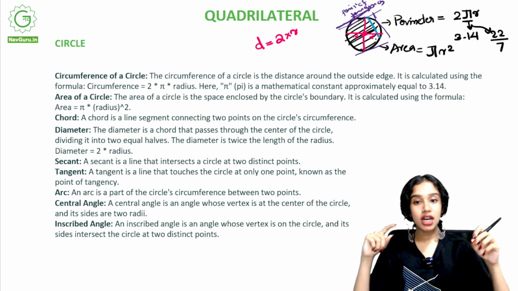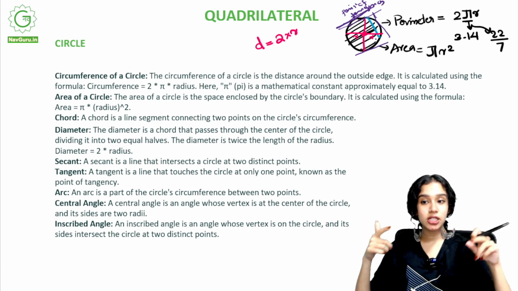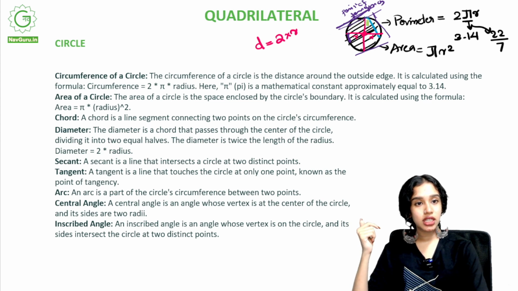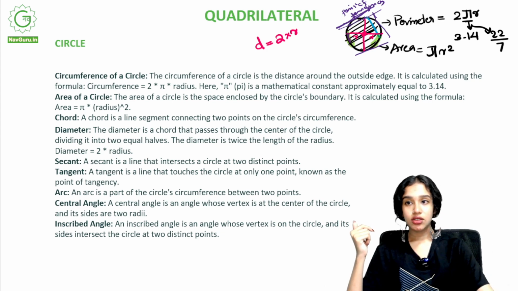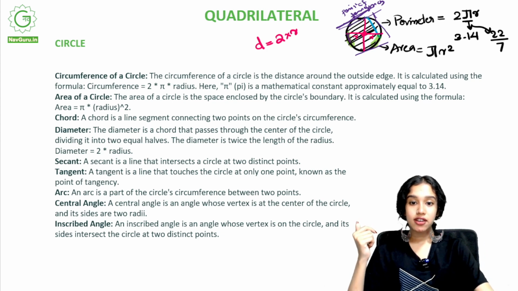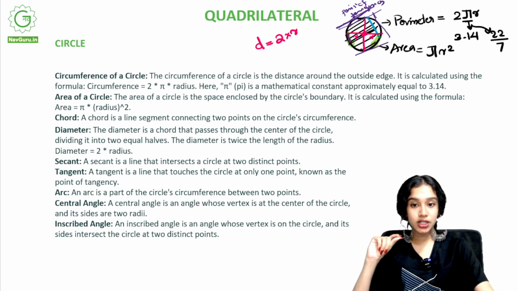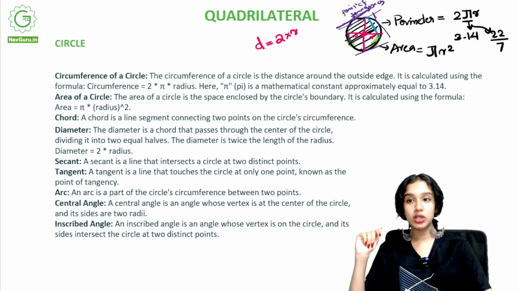Now, arc. An arc is a part of the circle's circumference between 2 points. So, this could be an arc, right? We could say that this is an arc. Now, this could be an arc, right? So, this is about arcs. Now, central angle. The central angle is an angle whose vertex is at the center of the circle and its 2 sides are radii.